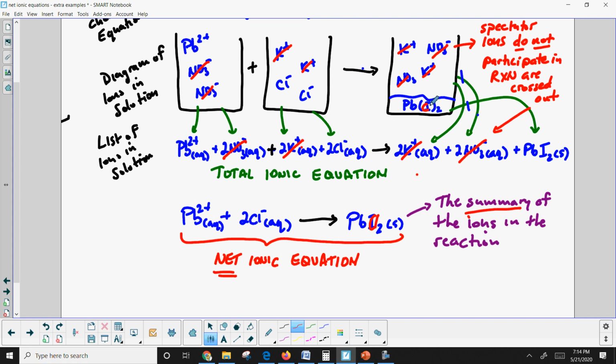Let me fix this over here. Now the ions that aren't reacting, they're there before and after. It's like they're just looking on and seeing what's happening. They're like spectators. We call these spectators. They do not participate in the reaction, so we do not include them in the net ionic equation. So this is again a summary of all the ions in solution or in the reaction.